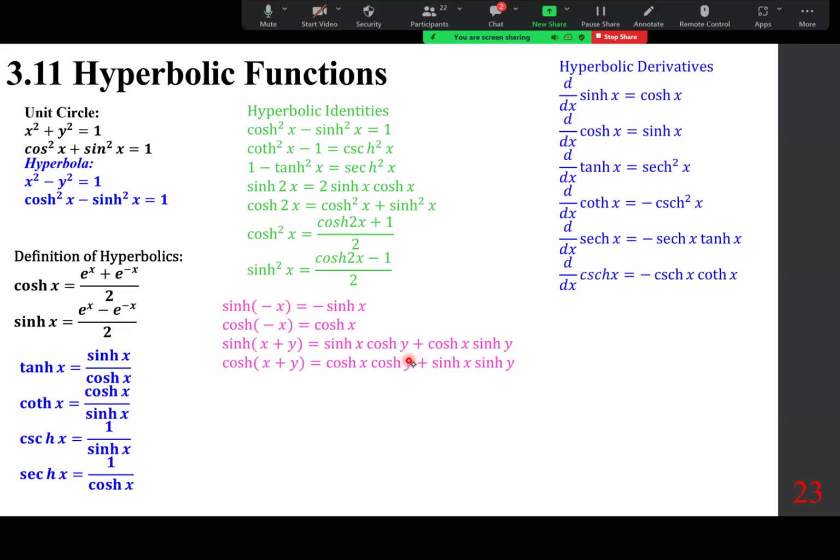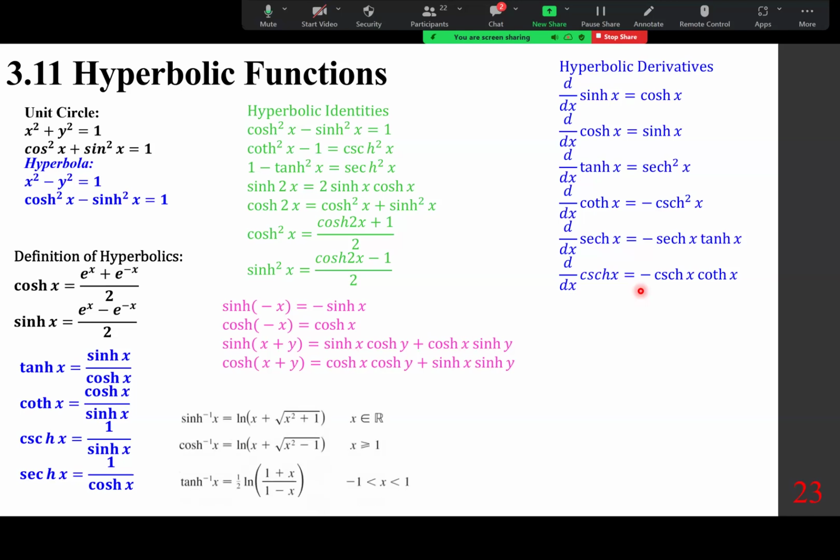Now, the derivative of sine was cosine. Now, the derivative of sinh is cosh. The derivative of cosine was negative sine, but in this case, the derivative of cosh is positive sinh. So these are some differences. The derivative of tangent was secant squared. In this case, the derivative of hyperbolic tangent is the hyperbolic secant squared x, and the rest follow.